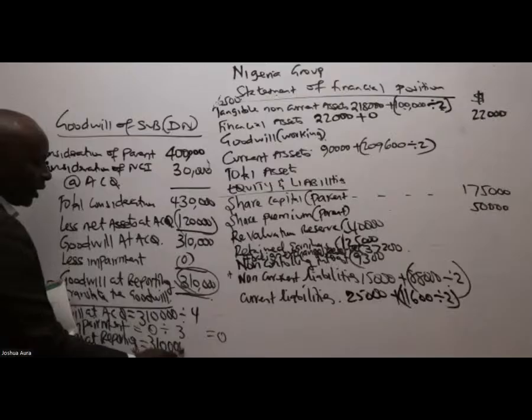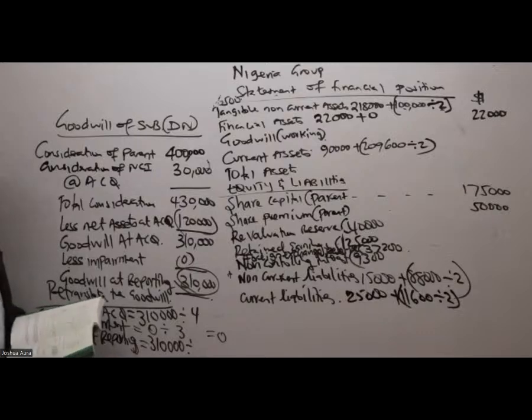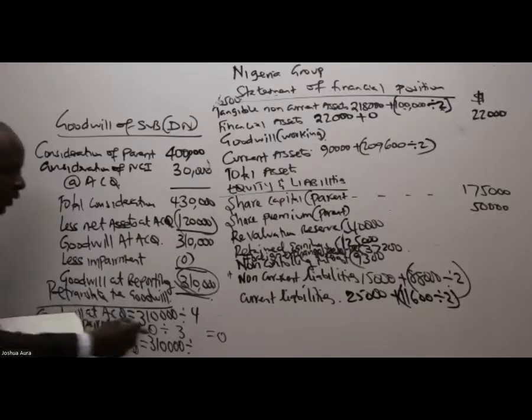So I'll take 310,000. At reporting, I should translate this at what rate, if you're following? Thank you very much.